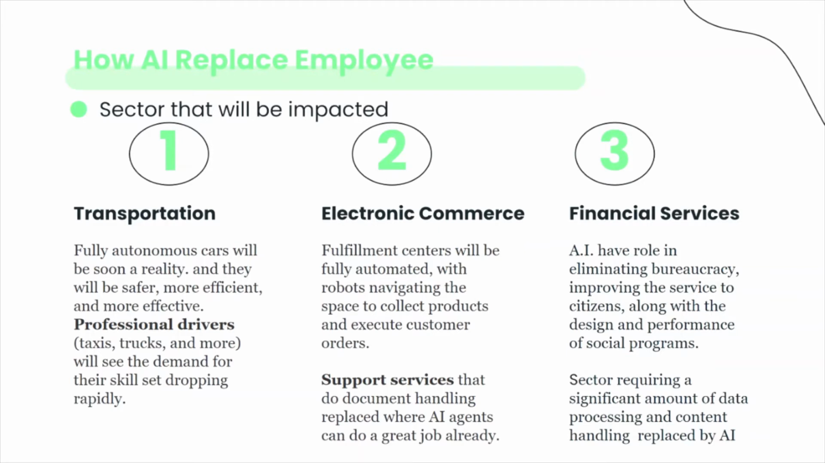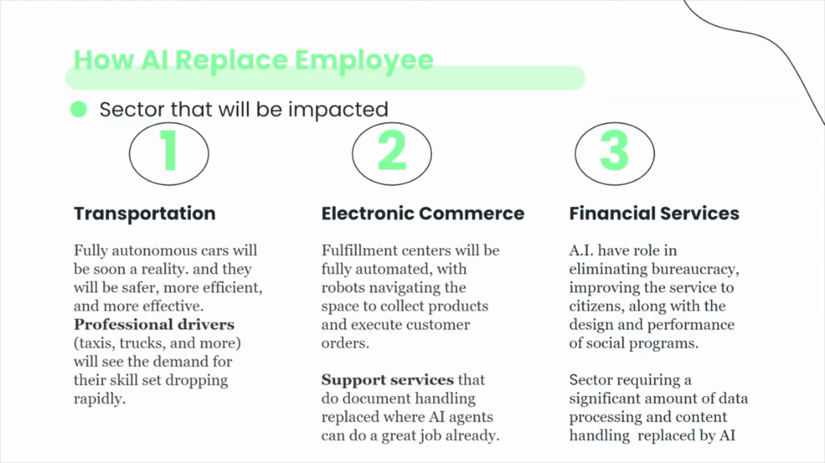The second one is electronic commerce. Electronic commerce will also undergo a significant transformation. Fulfillment centers will be fully automated with robots navigating the space to collect products and execute customer orders, to be then sent or even delivered to customers also automatically with autonomous drones or cars. The importance of salespeople and networks of physical stores will shrink.